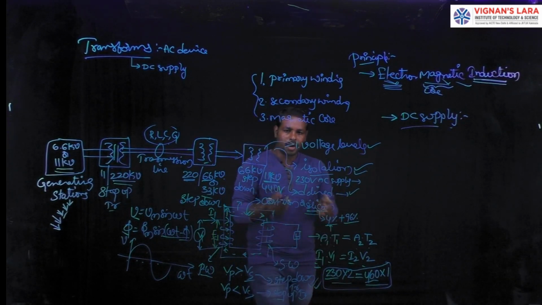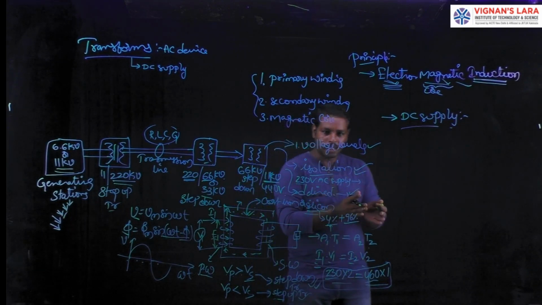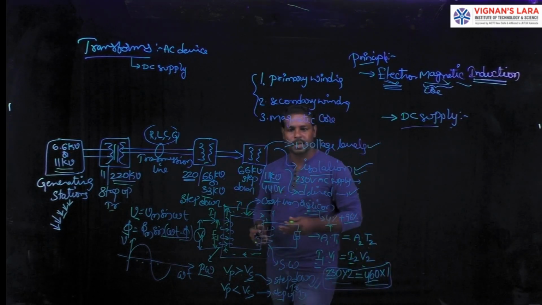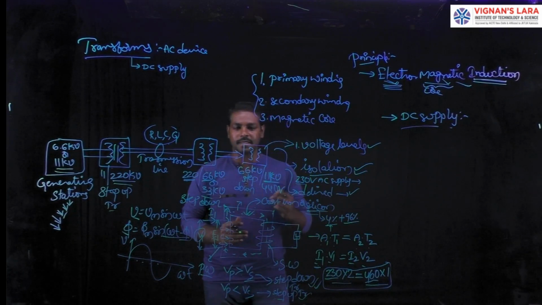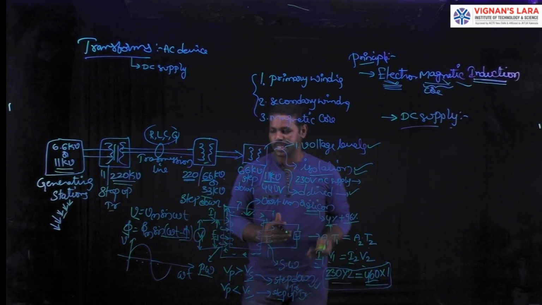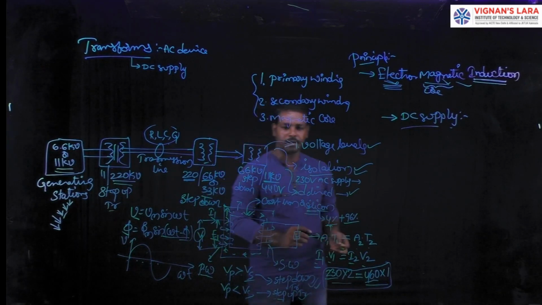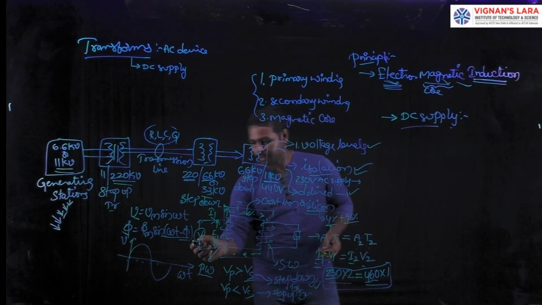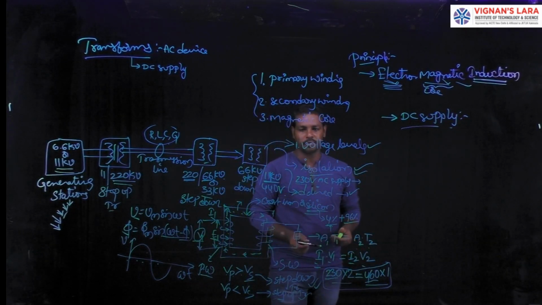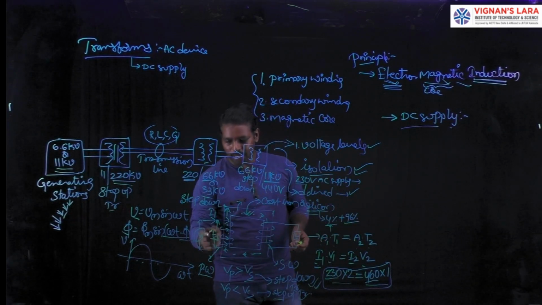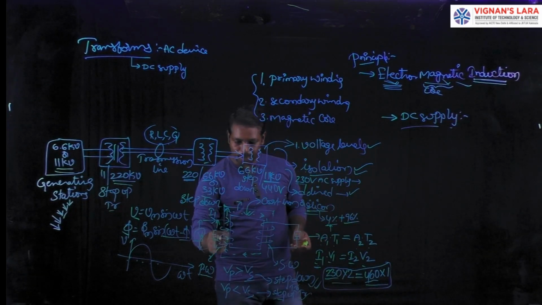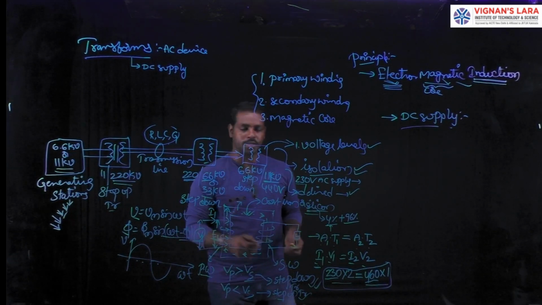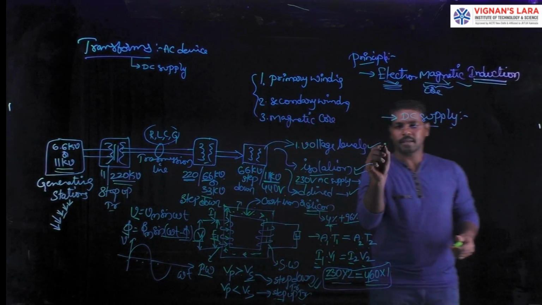Whatever flux is generated in the primary winding is itself cut by the primary winding, and it induces an EMF. That is the self-induced EMF, denoted by E1. The self-induced EMF always opposes the main cause of producing it, which is V1. Whenever voltage is developed in the primary winding, it always opposes the main cause of producing it. That statement is given by Lenz's law.